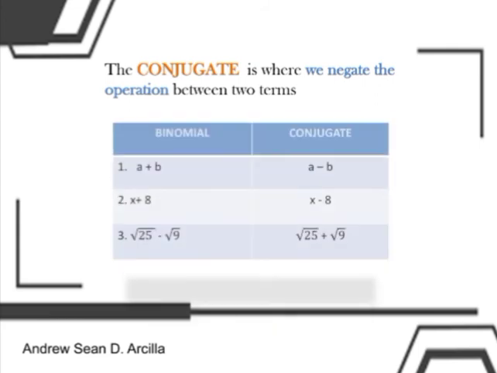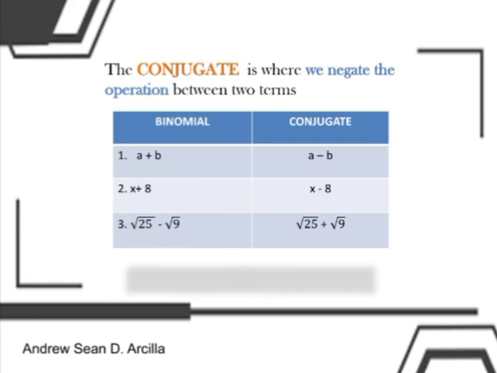Let's have examples. Nakikita natin sa mga examples kung paano nakukuha ang conjugating expression, katulad na lang ng example number 1 na a plus b. Ninegate natin ito and it became a minus b. Ganon din ang ginawa natin sa ibang examples. X plus 8 na naging x minus 8 and the square root of 25 minus the square root of 9 na naging the square root of 25 plus the square root of 9 na conjugate ng given binomial.